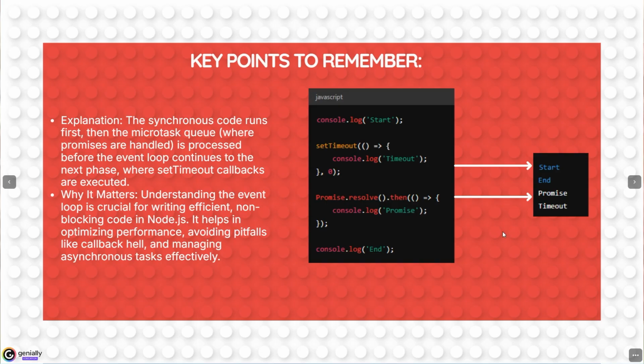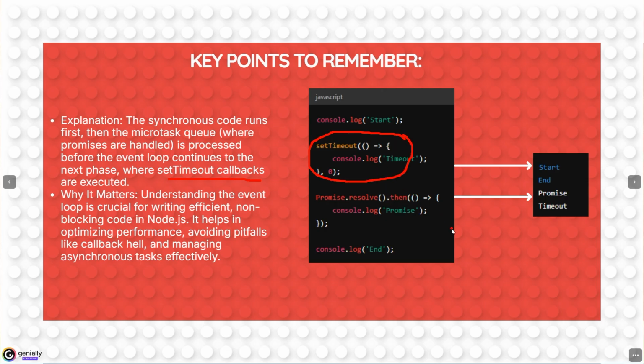There is an example here. The synchronous code runs first, this one runs and this one runs, then the microtask queue is processed. In the microtask queue, promises are handled. This is processed after the synchronous operations. After that, the event loop continues to the next phase. So setTimeout callbacks are executed here.